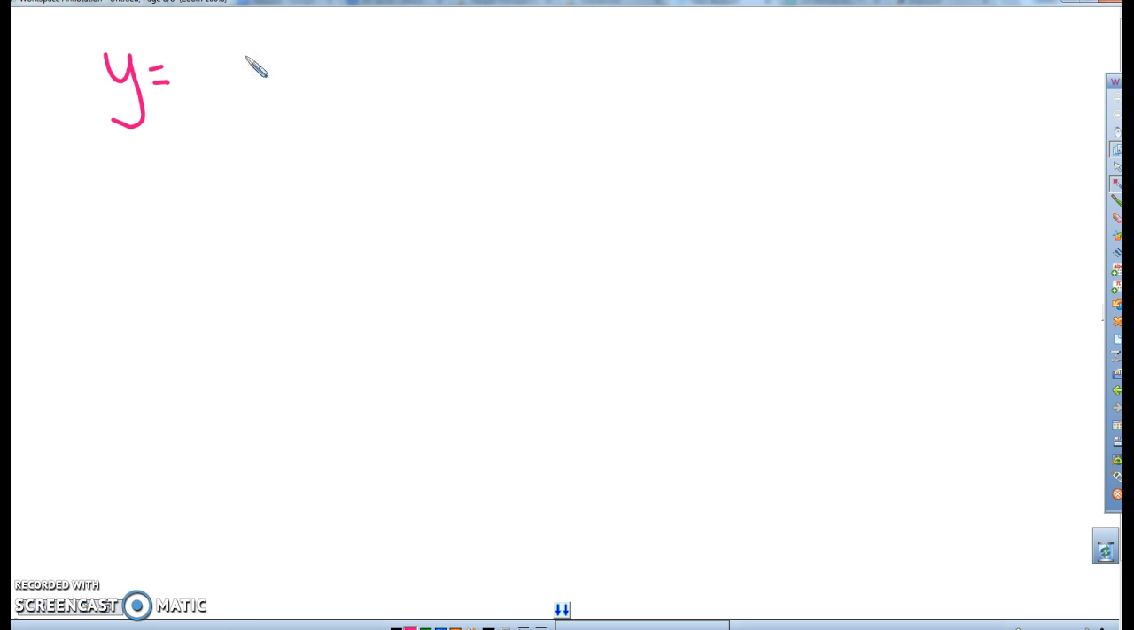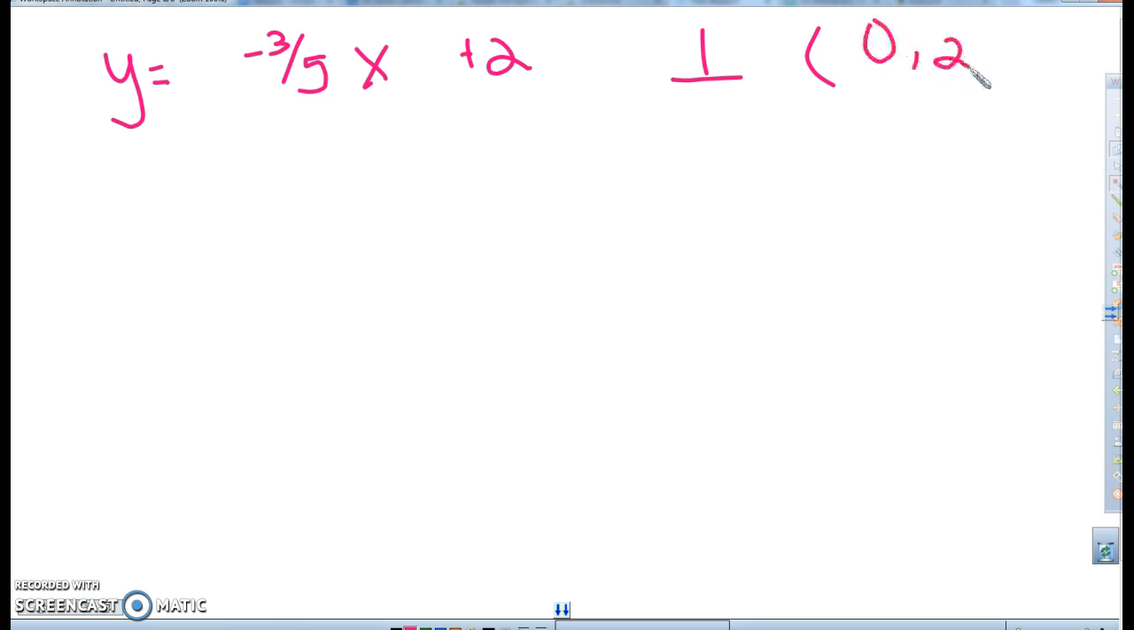I have an equation that is y equals -3/5 x plus 2. And I want a line that is perpendicular and passes through the point 0, 2. Okay, so try this one on your own.